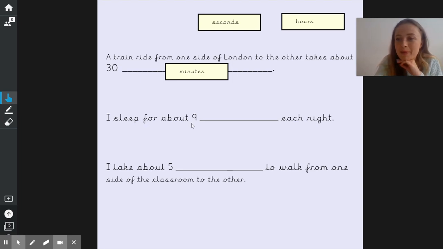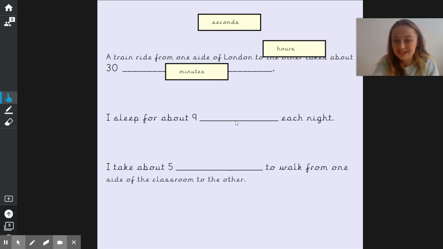I sleep for about 9 each night. 9 seconds or 9 hours? Let's count 9 seconds. Is this how long you sleep for? 1 elephant, 2 elephant, 3 elephant, 4 elephant, 5 elephant, 6 elephant, 7 elephant, 8 elephant, 9, and then it's time to wake up. I don't think so. So I think I sleep for about 9 hours a night.